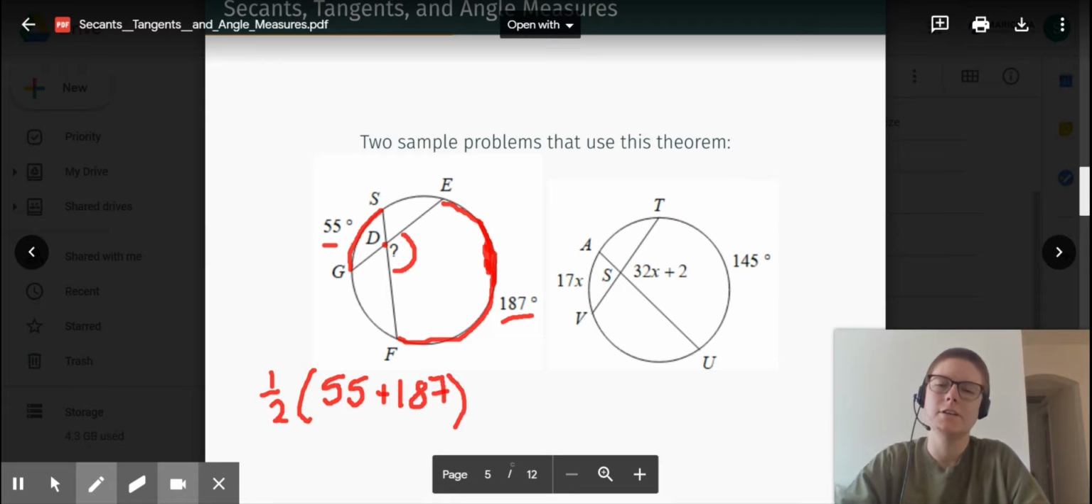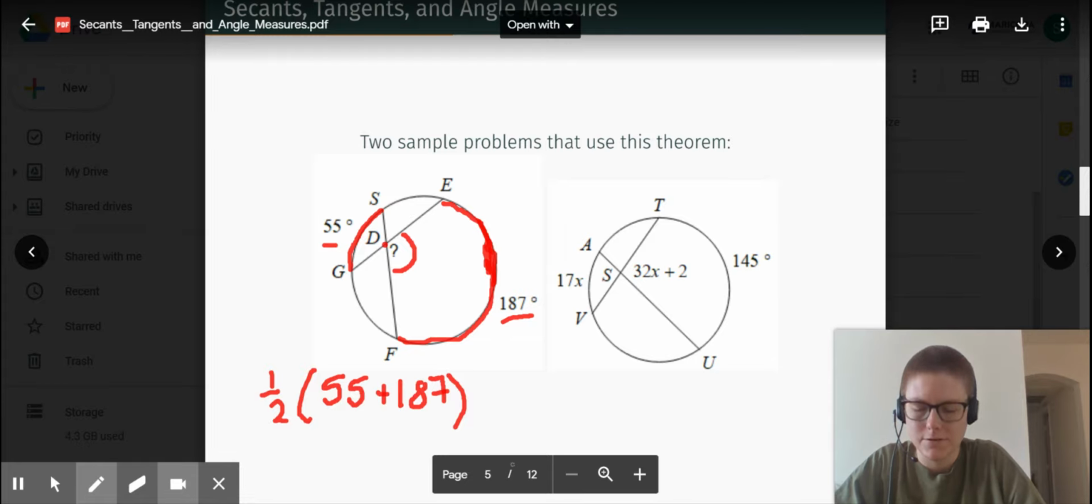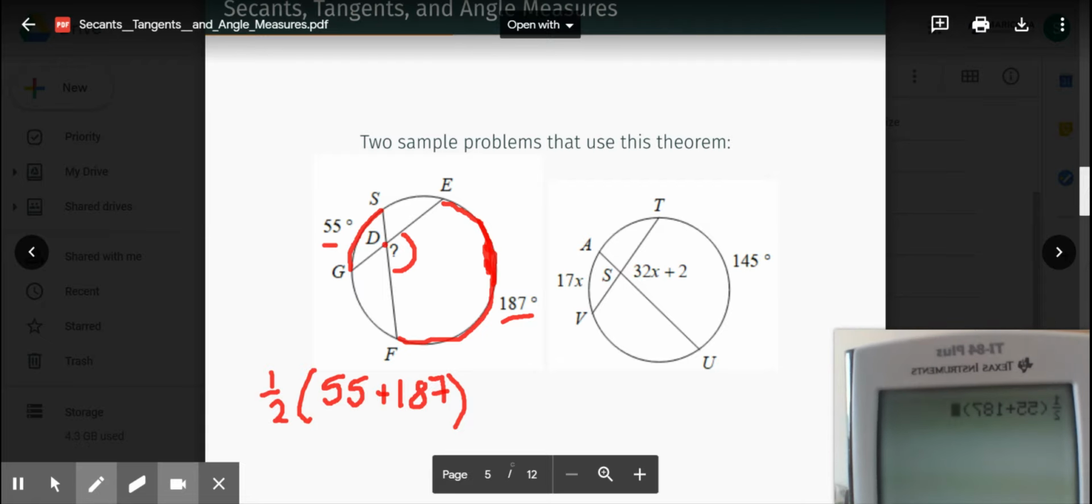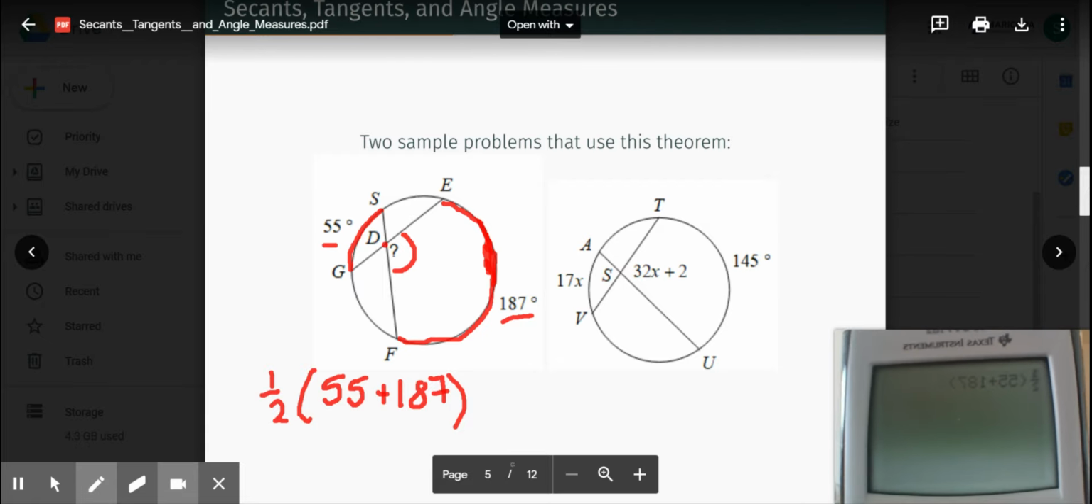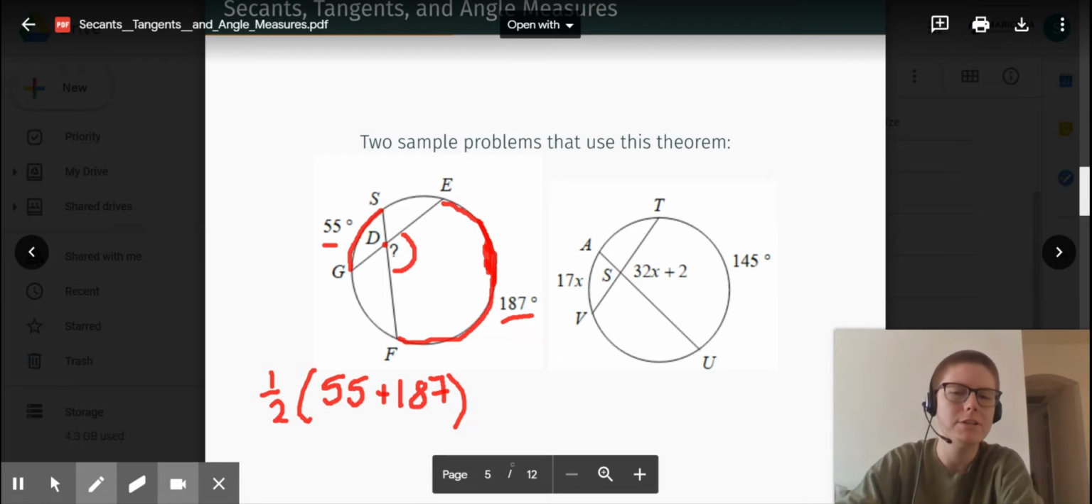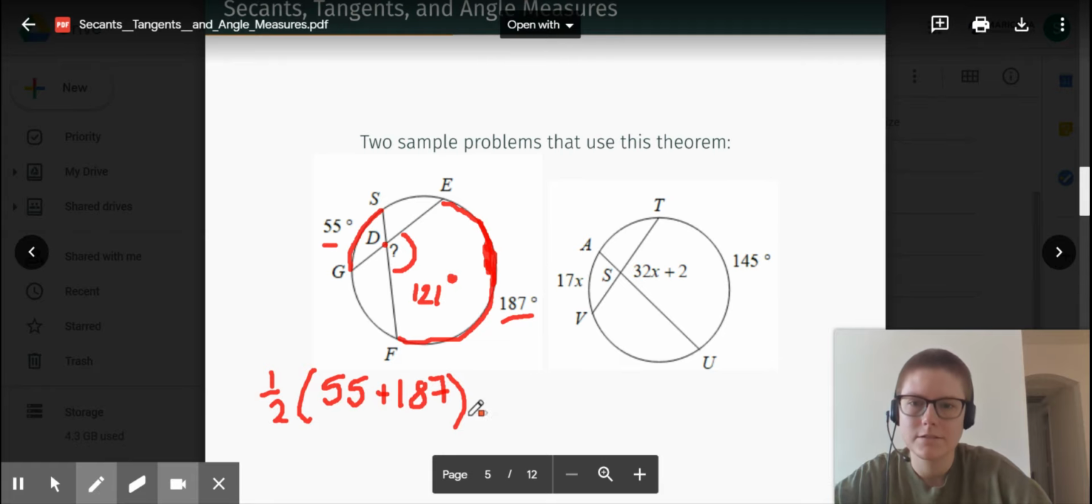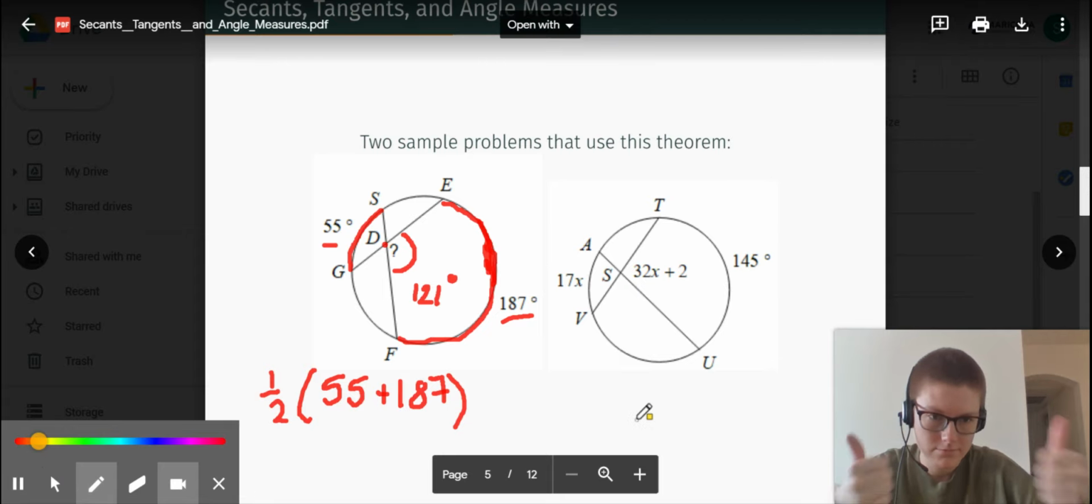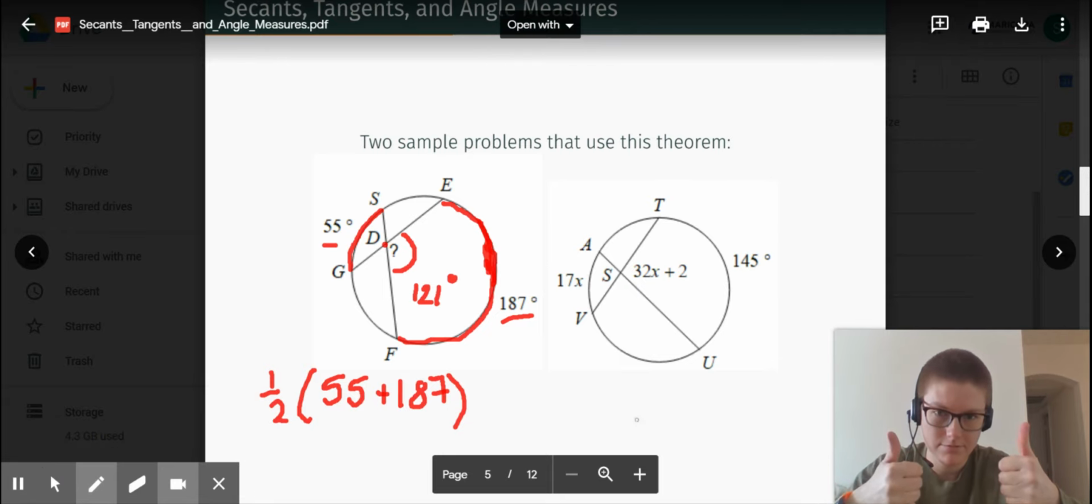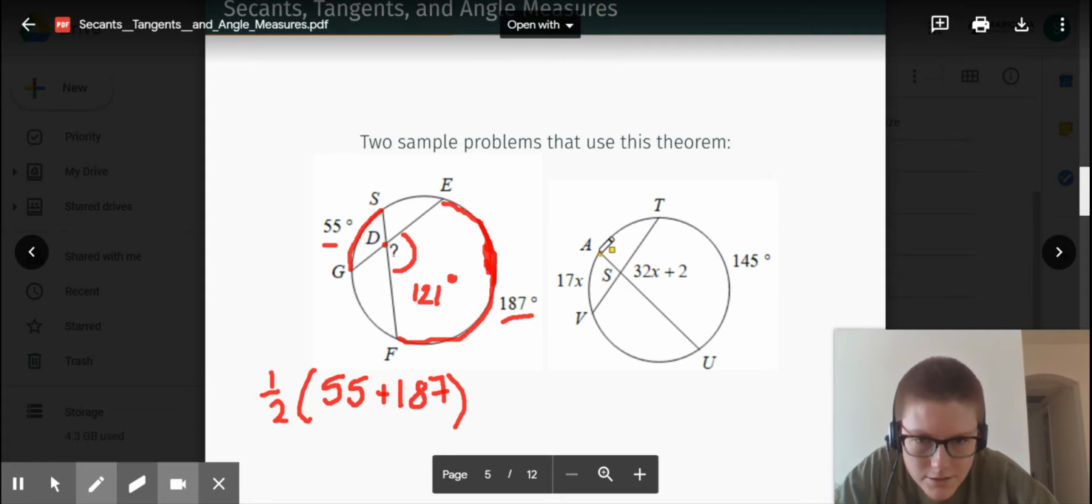I can even type this into the calculator exactly as is. So 55 plus 187, just like that. Hit the enter key, and it tells me it's 121 degrees. 121 degrees. Done. Problem 1 solved. That's it. Got it? Cool. This one is a little trickier.